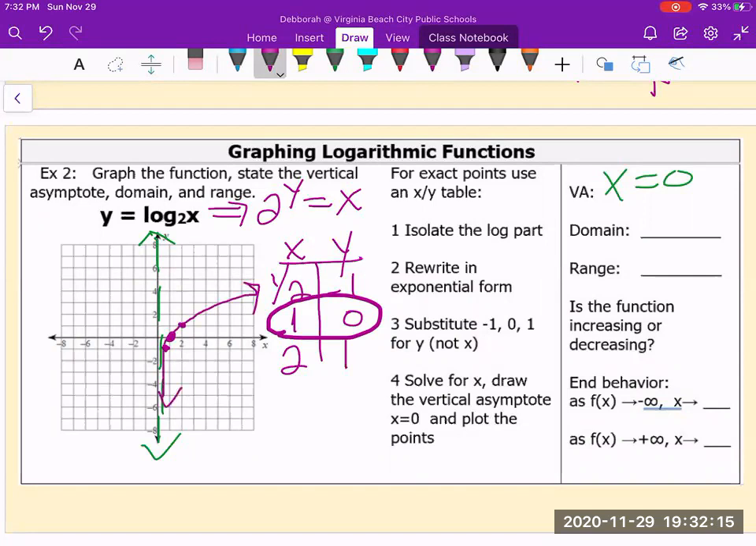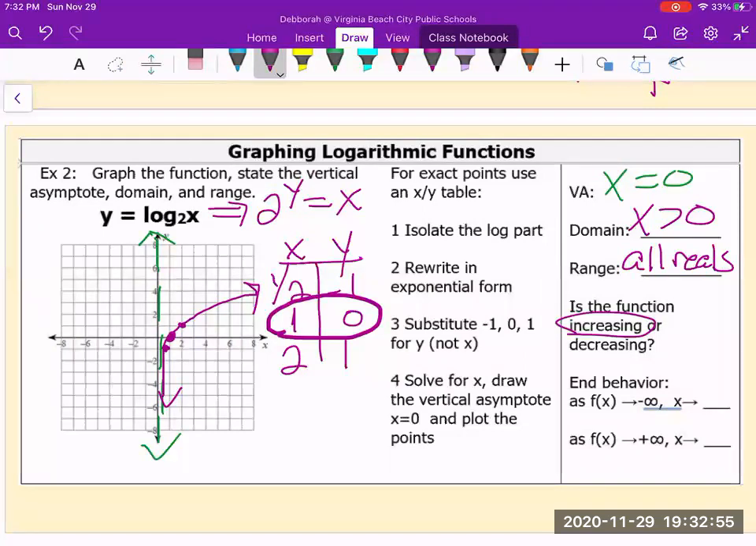Now, to find the domain, what x values exist on this graph? We cannot go as far as the vertical asymptote, so our x values are going to be x is greater than 0. Our range will go down to negative infinity, and as we go up to the right, we will go to positive infinity, so our range is all reals. Because from left to right we are going up, the function is increasing.